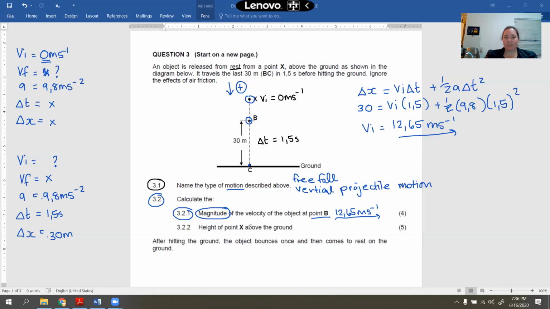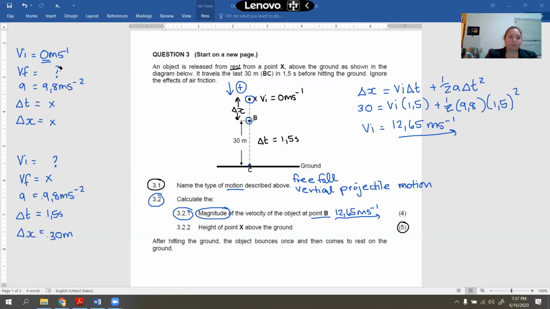The second question is the height of X above the ground. So we now know what vi is. So I'm going to go back and I'm going to use the information that I started with right at the beginning. It may get a little bit confusing. If you look at this is 5 marks, so it isn't very straightforward. I could try and work from X to the ground, but the problem is I don't know this distance or this time. So instead what I'm going to do is work out the distance from X to B and then add it to 30 and I'll get to my answer.